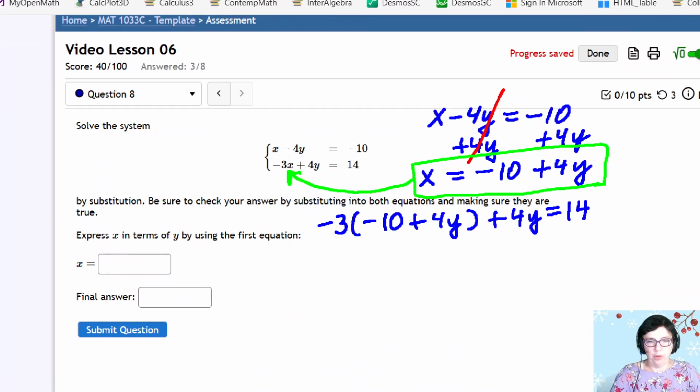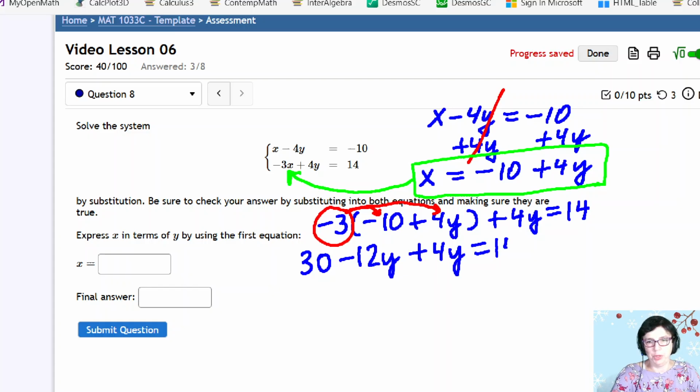Next step is to distribute that negative 3 to each term. Take negative 3, distribute it to the first term, distribute it to the second term. That will give me negative 3 times negative 10. That's positive 30. Then negative 3 times 4 is negative 12y. That's not going away anywhere. And then plus 4y equals 14.